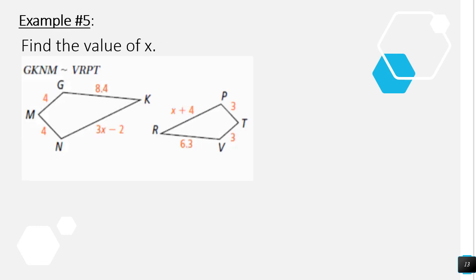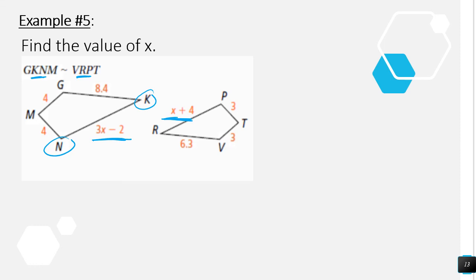Last but not least, example 5. Again, if you need to write this on your sheet because you can't read it, please feel free to do so. Okay, I definitely need to find X. So X is right here, and this is KN. So when I look at this, this is KN. So if I'm going to put KN over a side, it has to be RP, which would mean it's going to be this side right here.